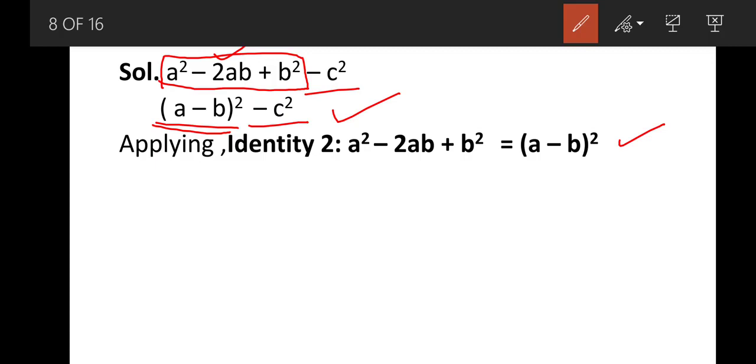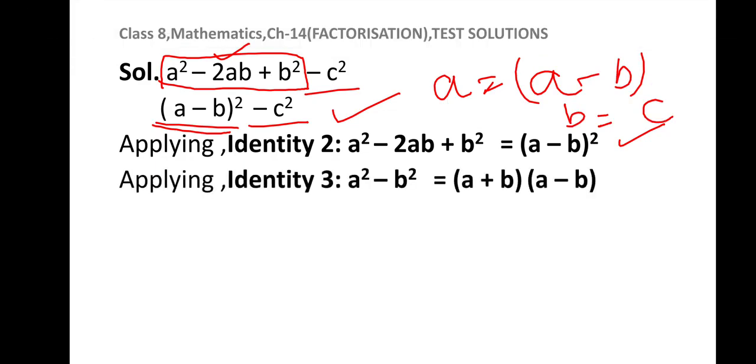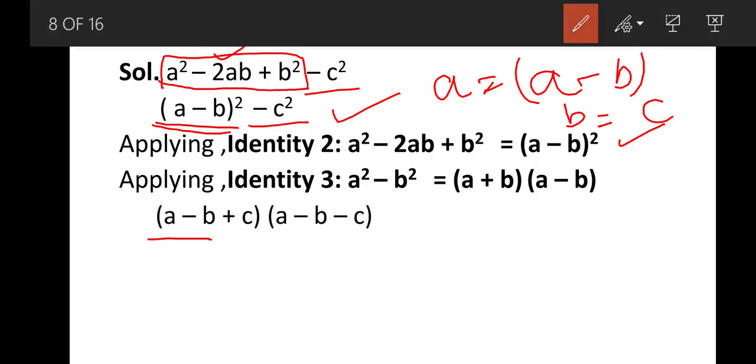In this, a square minus b square is given to us. a is equal to a minus b complete. This is our a. b is equal to c. So we need to apply identity number 3, that is a square minus b square. What is it equal to? a plus b, a minus b. So a, as I told you, is a minus b complete. a plus b, a minus b. So your answer is this one: a minus b plus c, a minus b minus c. So this is your answer.